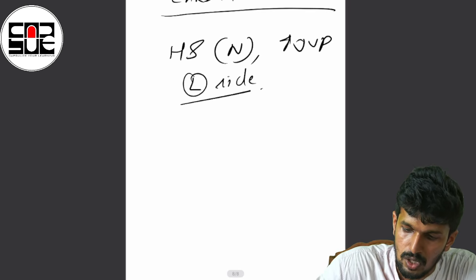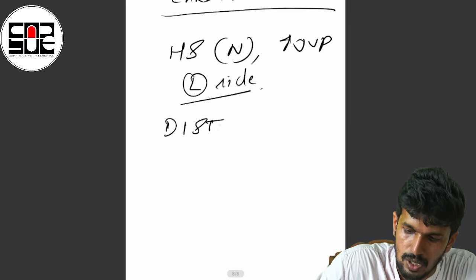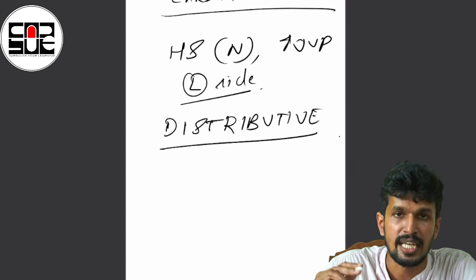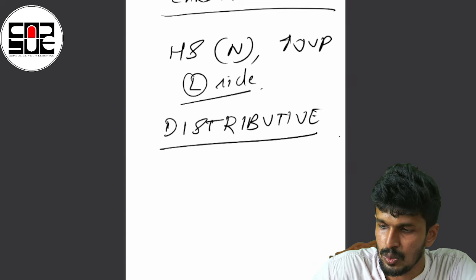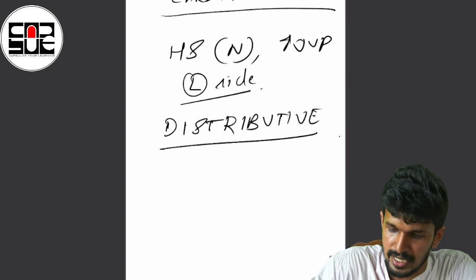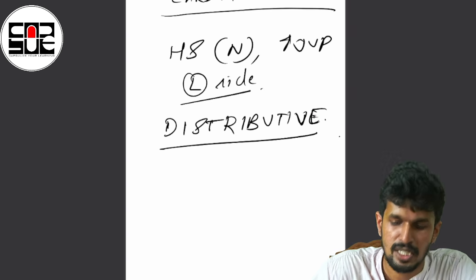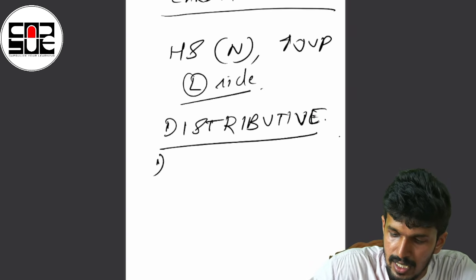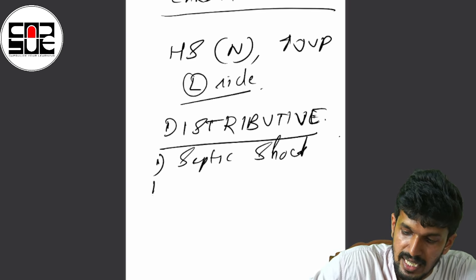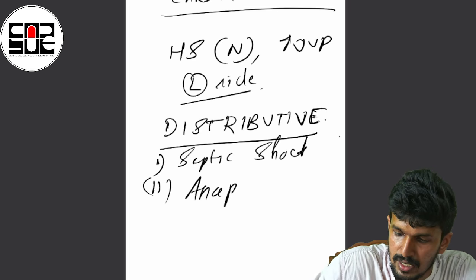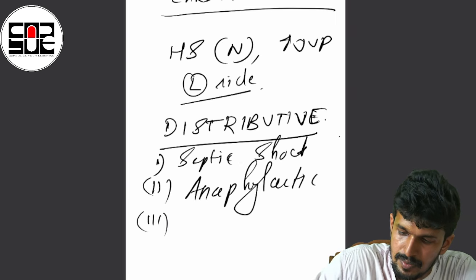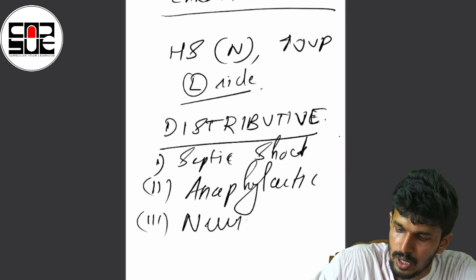Then talking about the fourth type, that is the distributive shock. This needs to be dealt with separately, because unlike the usual scenarios seen in hypovolemic, cardiogenic and obstructive shock, this patient presents with distributive shock. The examples are septic shock, second example is anaphylactic shock, third example is neurogenic shock.